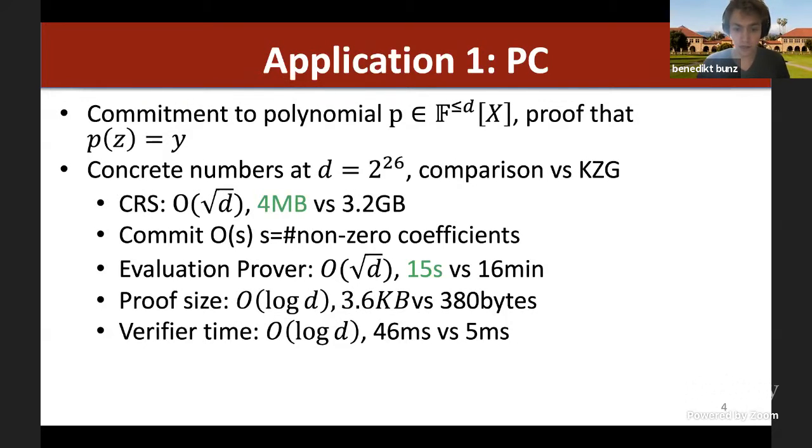And what are the trade-offs? Well, the trade-offs are that our proofs are larger. The KZG proofs are constant size, only 380 bytes, and for us this is on the order of less than, say, 4 kilobytes. The verifier time is also a little bit larger, so 46 milliseconds versus 5 milliseconds. But there are certainly applications where the verifier time and the proof size are not the bottlenecks anymore, but the prover and the CRS size become the bottlenecks. And then this polynomial commitment scheme might be a good application for that.